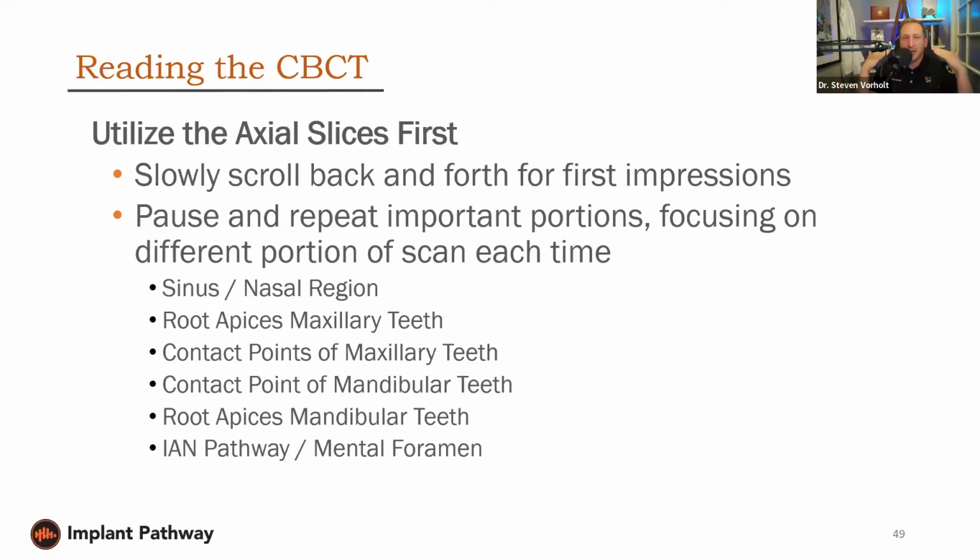And we're going to be looking at the sinus in the nasal region, and we're going to kind of go back and forth. Then we're going to go to the apices of the maxillary teeth, go back and forth, contact points in the mandibular teeth, apices in the mandibular teeth, and then the IA pathway, mental foramen. So all of these areas are kind of the hot spots.